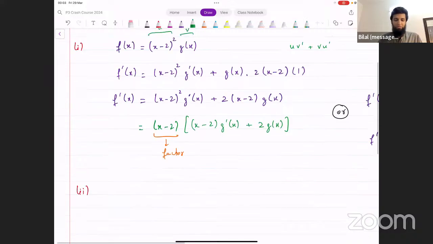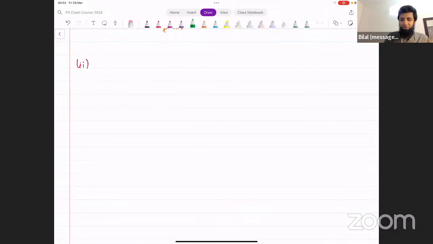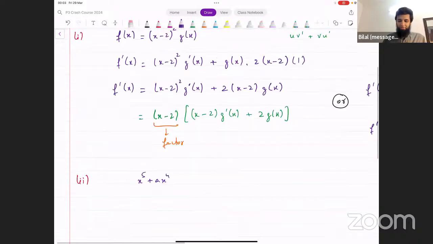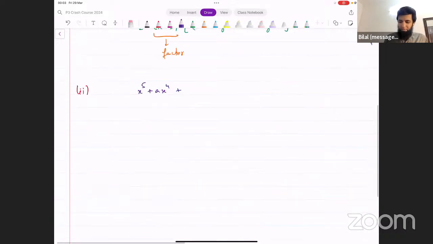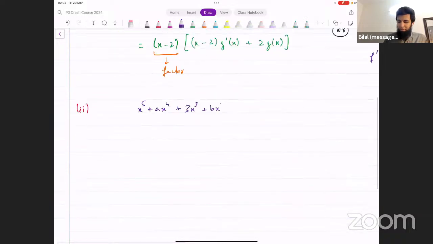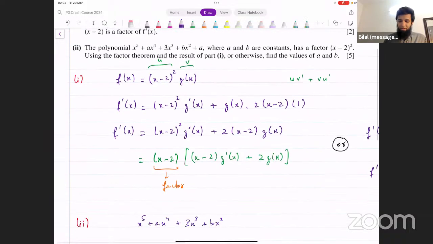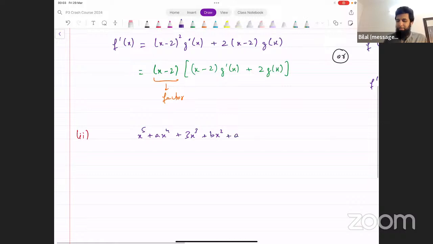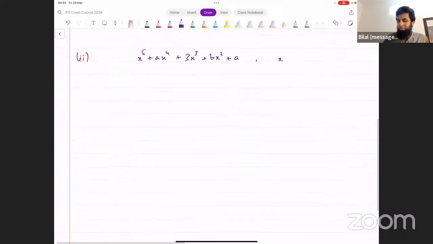Now let's see how we can use that. Let me write that function down here. First of all, the polynomial is x raised to the power 5 plus ax raised to the power 4 plus 3x cubed plus bx² plus a. And that's the function. And they're saying x minus 2 whole squared is a factor.